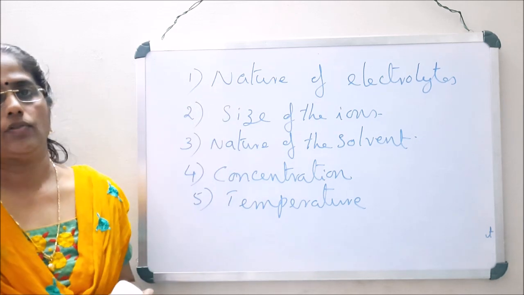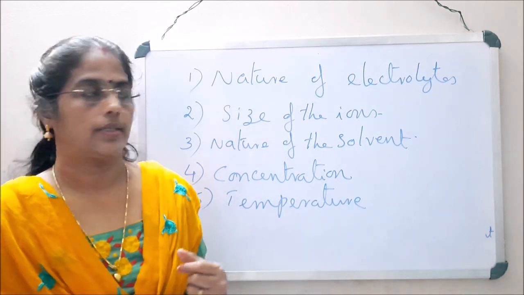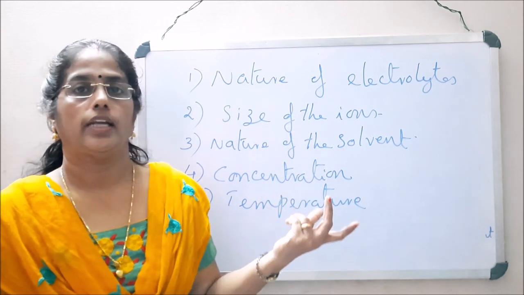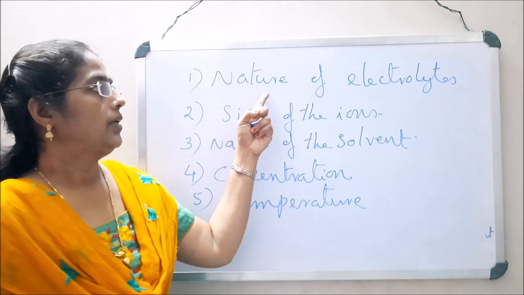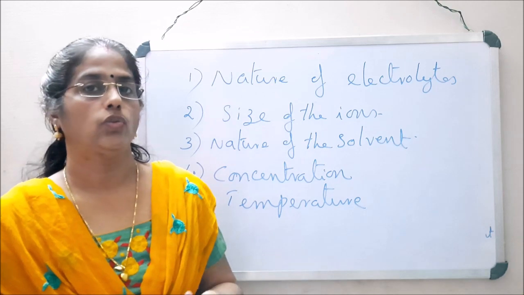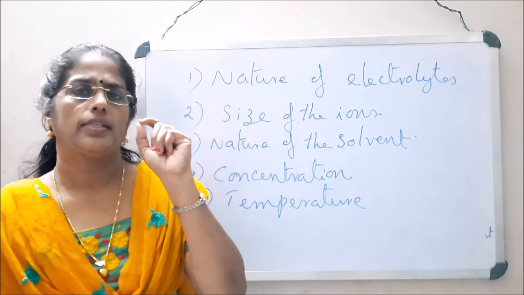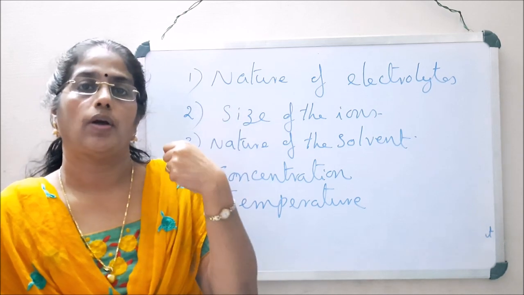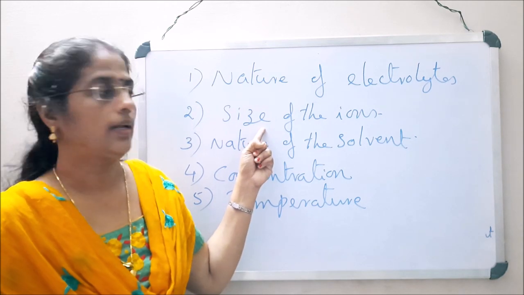First one is the nature of electrolyte. That means there are different types of electrolyte, that is strong electrolytes and weak electrolytes. For example, strong electrolytes are sodium chloride, sodium hydroxide, etc. Weak electrolyte examples are acetic acid, ammonium hydroxide, etc. So, in the case of strong electrolytes, their conductivity will be more compared to weak electrolytes. In the case of the influence of size of ions, if the size of the ions is very small, then they will move faster. So, they can conduct more electricity. Thus, size of the ions also affects the conductance.